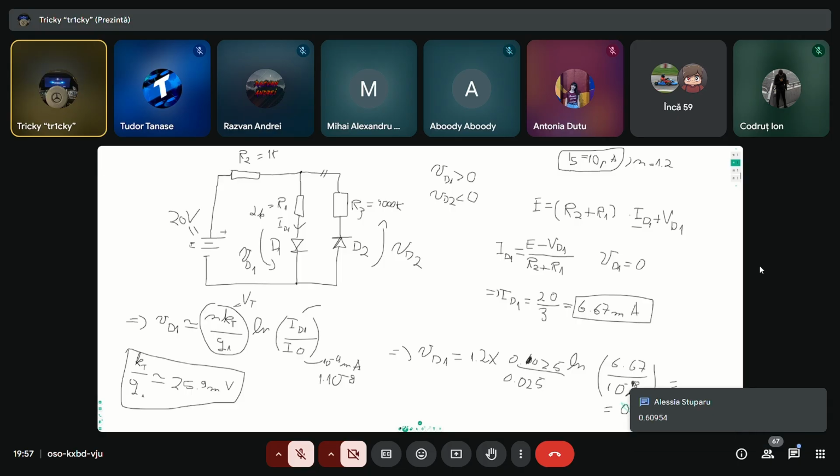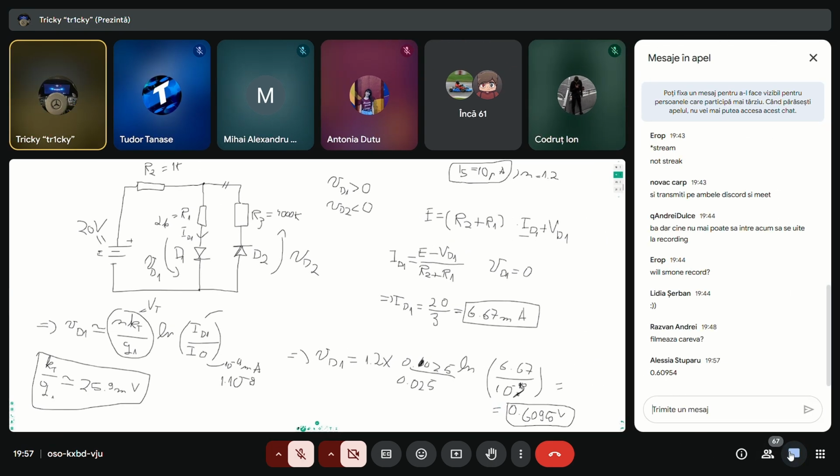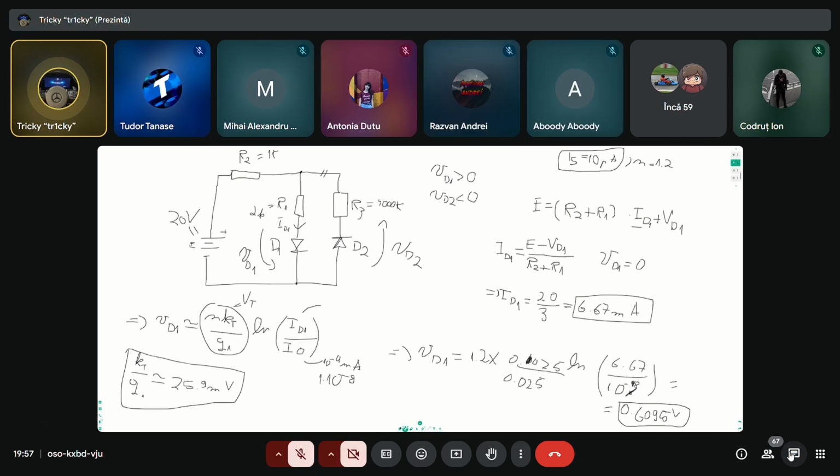volts. Întrebare. Tu folosești Wolfram Alpha pentru a calcula valorile? Nu, am un calculator științific în față pe care îl folosesc. Ah, ok. Well, I'm pretty sure, I mean, according to the calculator, this is the value that we got. So, yeah. I hope it is correct.